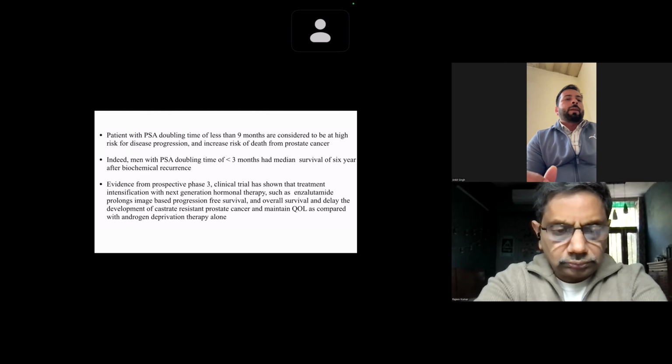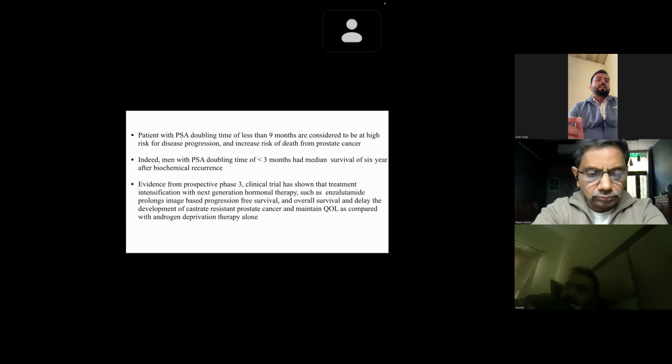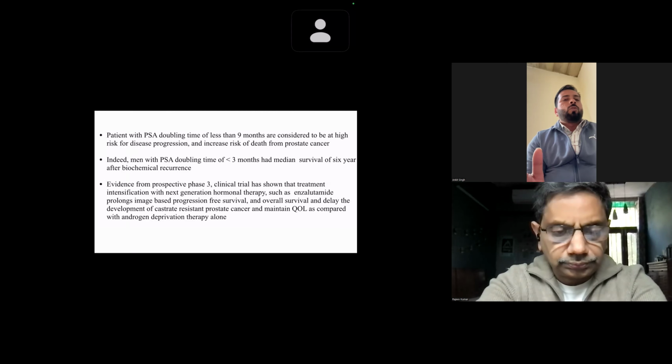Evidence from prospective phase 3 clinical trials has shown that intensification of treatment with next generation hormonal therapy such as enzalutamide not only prolonged image-based progression but also overall survival, delayed the progression to castrate-resistant prostate cancer, and maintained the quality of life of the patient.